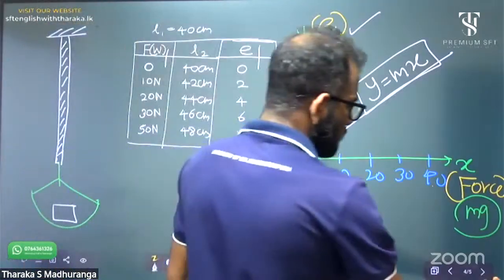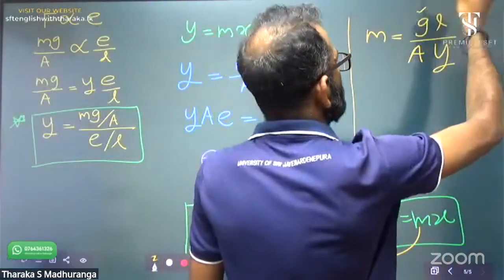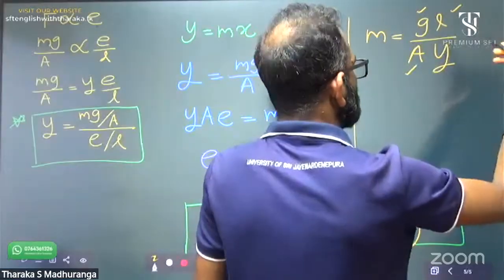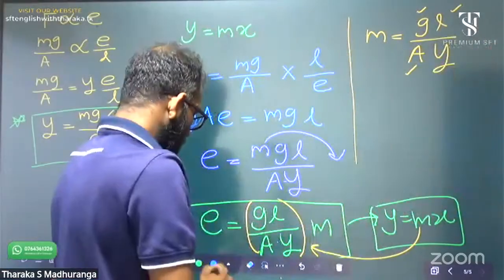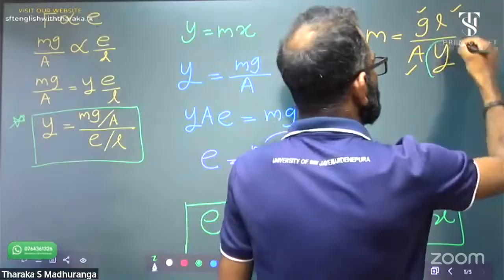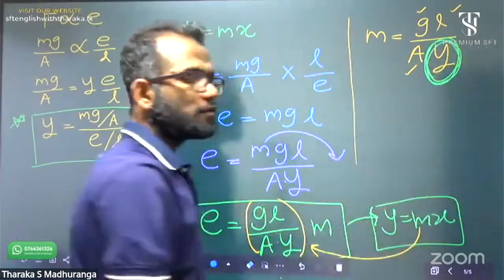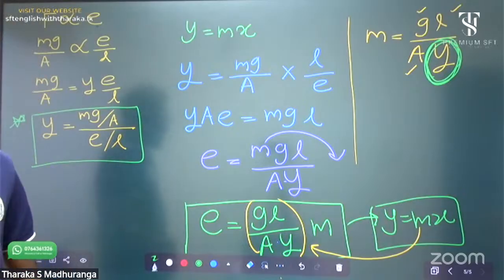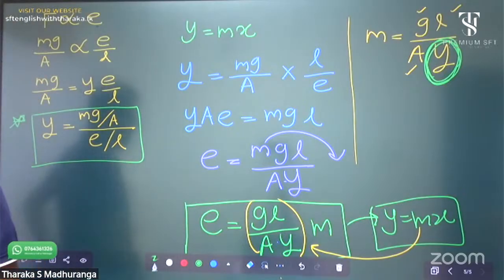If you get the gradient, and the g value 10, initial length 40, and cross section area, then you can find the unknown value of Young's modulus. Young's modulus you can calculate. That's the target of this experiment. Any doubt?